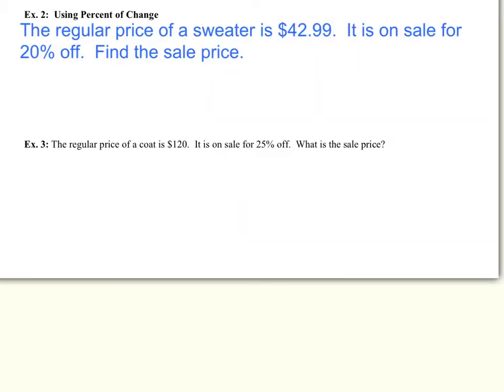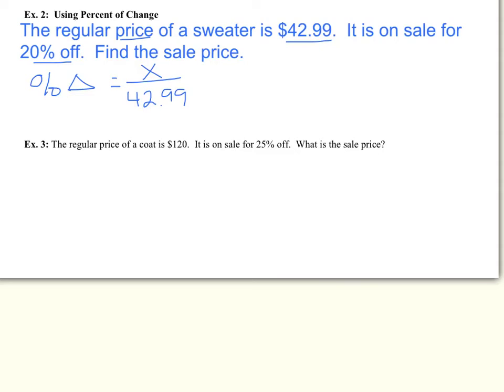Most of your percent story problems today involve a price, and so the price is either going to increase or decrease. So the regular price of a sweater is $42.99 and it is on sale for 20%. So on this problem, they're giving us the percent. We are not solving for the percent. So there is more than one way to do this, but if we want to use our percent of change equation, the problem is we don't know both of the prices, so we have to use X for our amount of change, but our original is the $42.99.